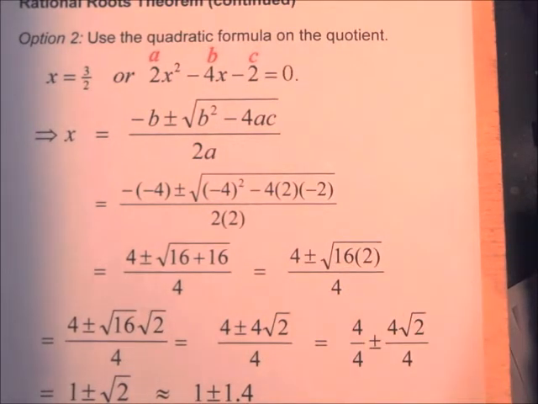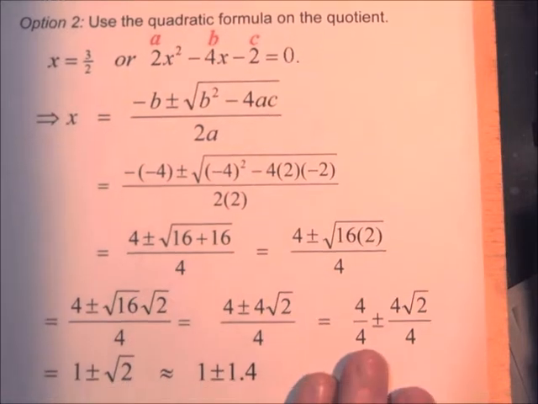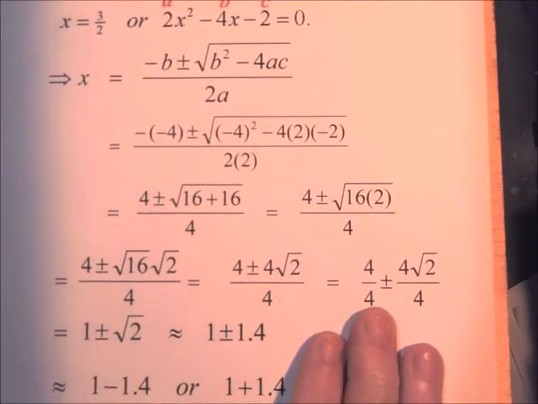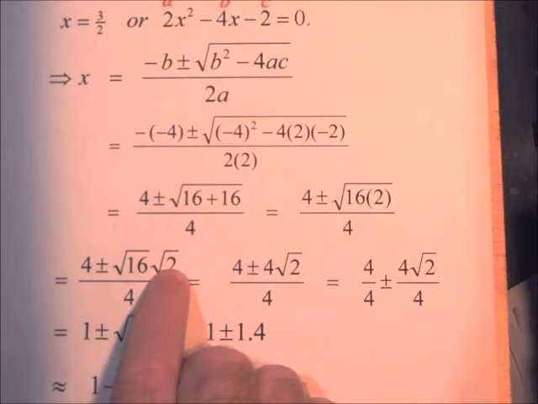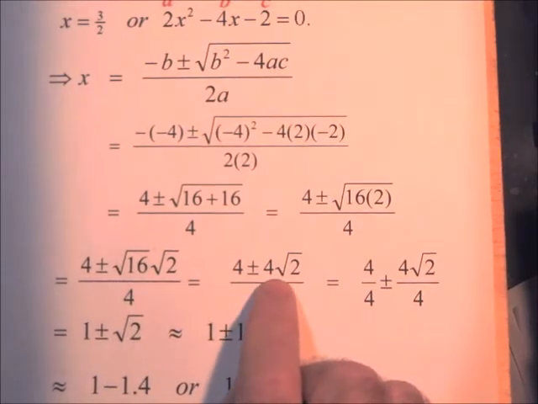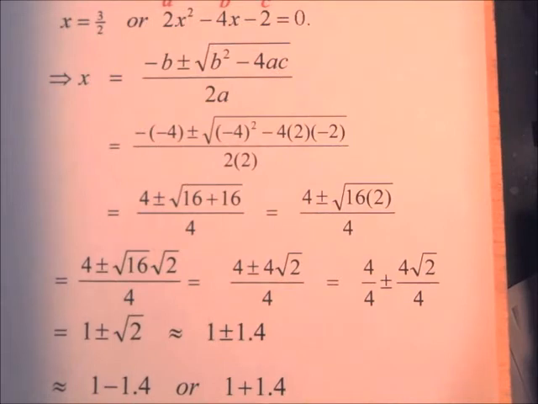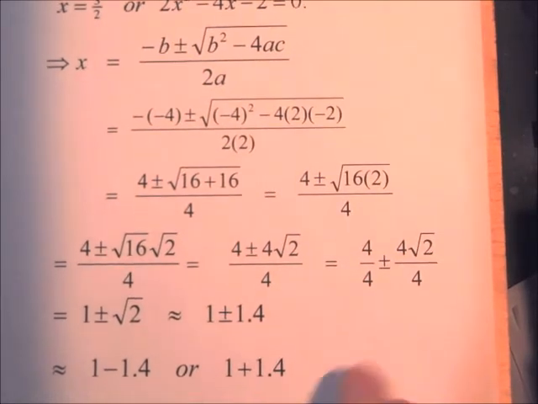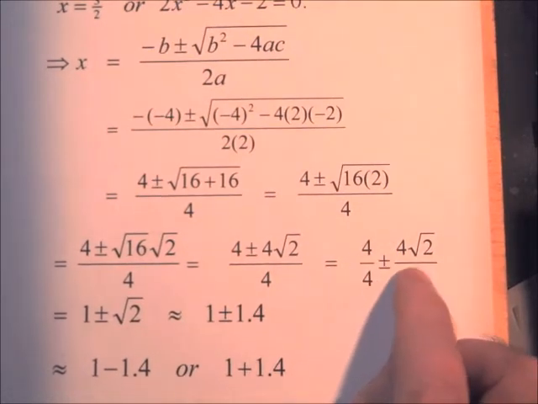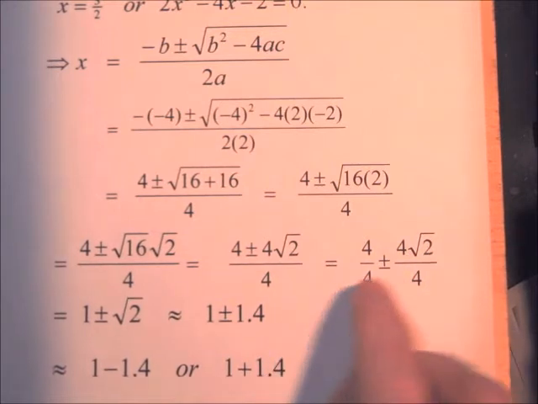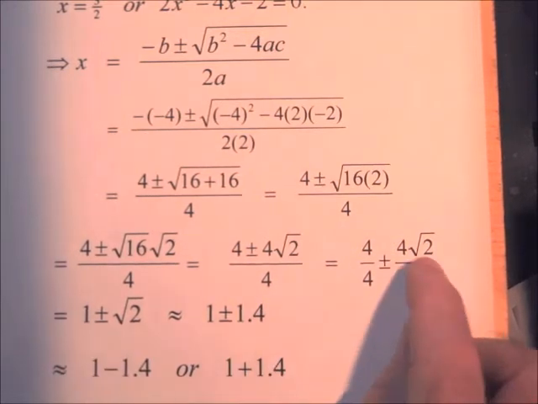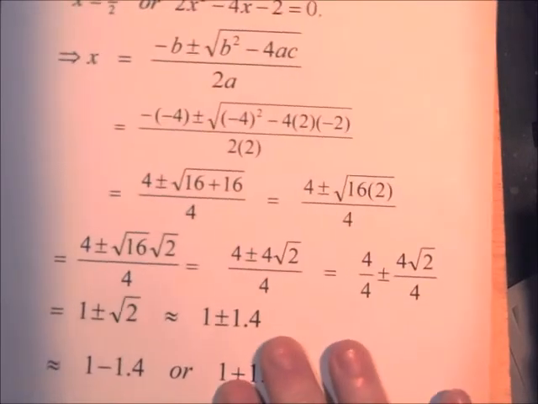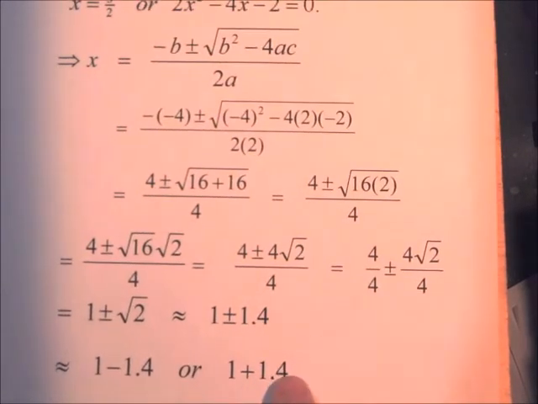And as long as there's not more than one minus sign, the square root of the product is the product of the square roots. So we can write this as square root of 16 times square root of 2. Square root of 16 is 4. And then distribute the denominator: 4 over 4 plus or minus 4 root 2 over 4. 4 divided by 4 is 1. 4 root 2 over 4 is root 2. The 4's will cancel. So I have 1 plus or minus root 2.